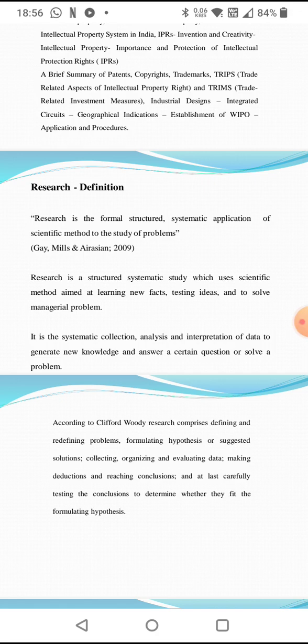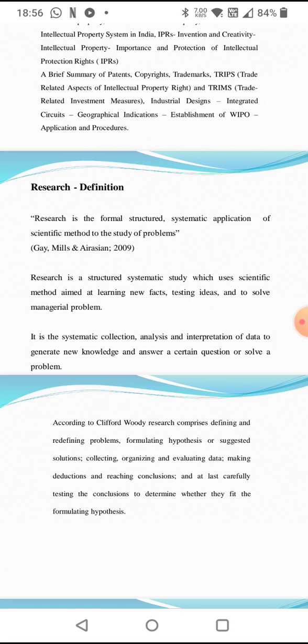Some people consider research as a movement from the known to the unknown. It is actually a voyage of discovery. Yes, we all possess the vital instinct of inquisitiveness, for when the unknown confronts us, we wonder how we are going to overcome that, right?